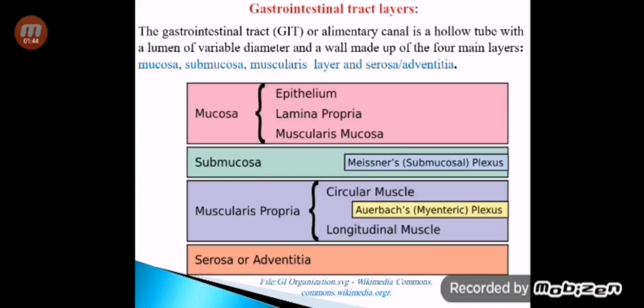The gastrointestinal tract, or alimentary canal, is a hollow tube with a lumen of variable diameter and a wall made up of 4 main layers. The first layer is the mucosa, which is subdivided into lining epithelium, lamina propria, and muscularis mucosa. The second layer is the submucosa, which contains the autonomic ganglion named Meissner's or submucosal plexus. Then the muscularis propria, which is subdivided into the inner circular and outer longitudinal layers, with Auerbach's plexus in between, and the outermost layer is the serosa or adventitia.